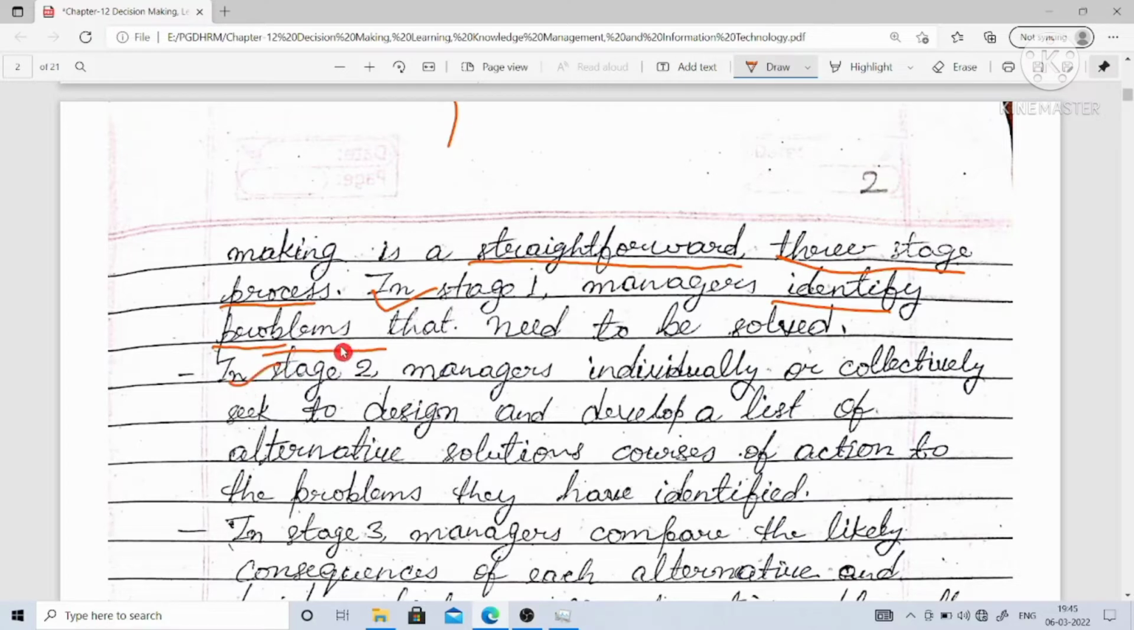In the second stage, managers, individually or collectively, seek to design and develop a list of alternative solutions, courses of action, to the problems they have identified. It means this is the second stage, designing alternative solution courses. First identify, then second, managers identify alternative solutions.